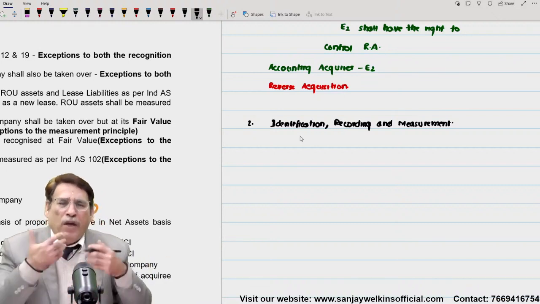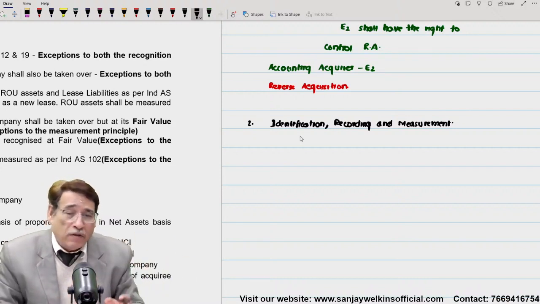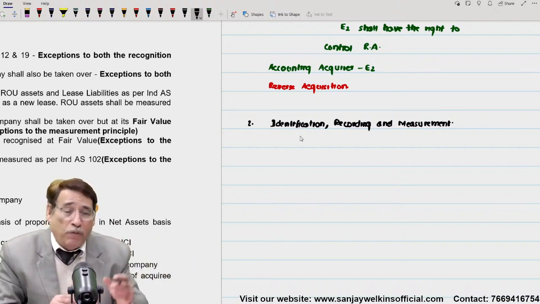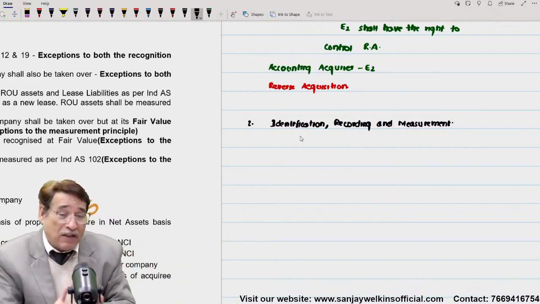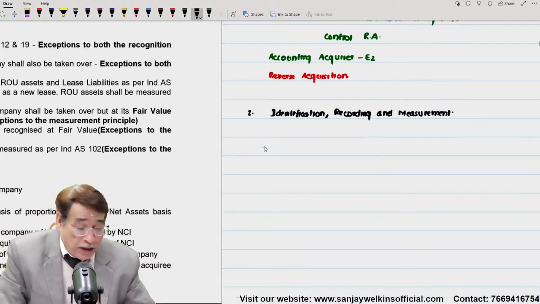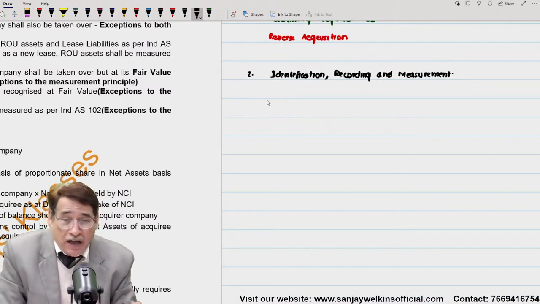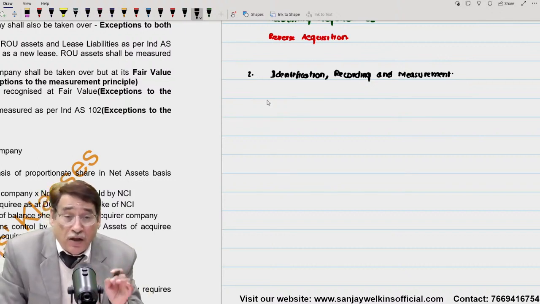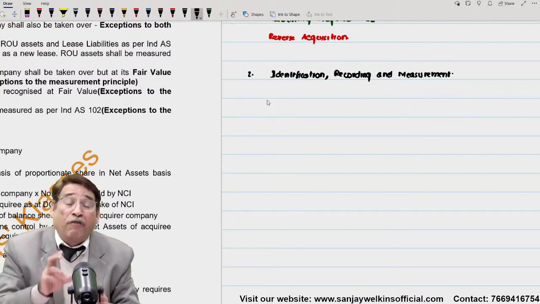Because you have control over the other enterprise, obviously all the assets and liabilities of that company, in order to prepare the consolidated financial statement, it will be presumed that you are taking over their assets and liabilities. So you will have to record their assets and liabilities in your books. The general principle is, please pay attention, it is very important to understand: all the assets and liabilities of the acquiree company will be recorded by the acquirer entity at fair value.